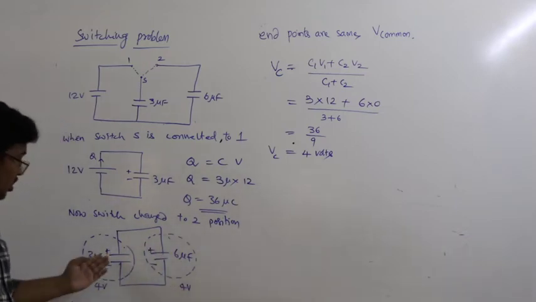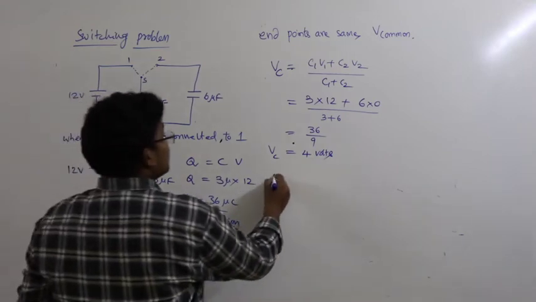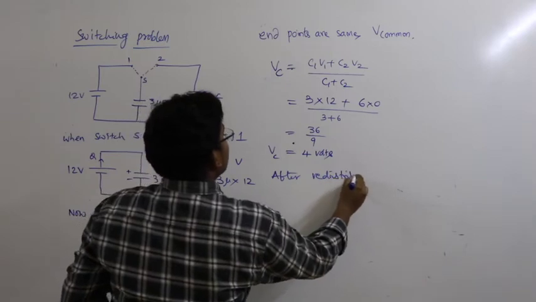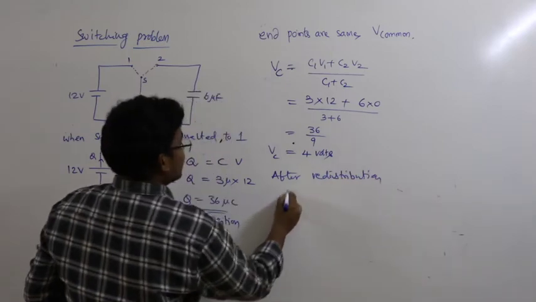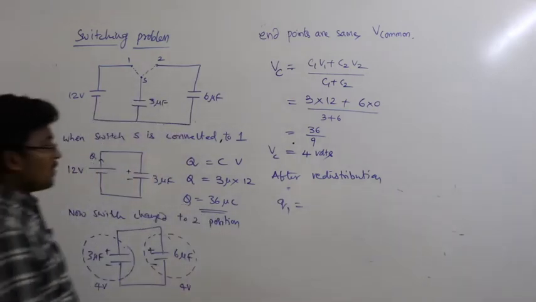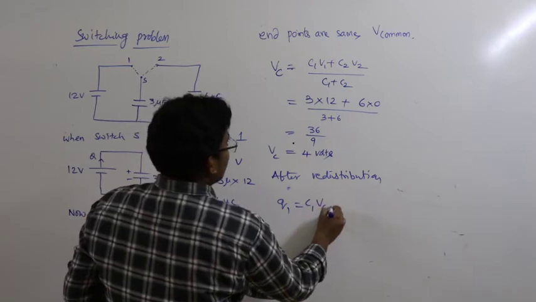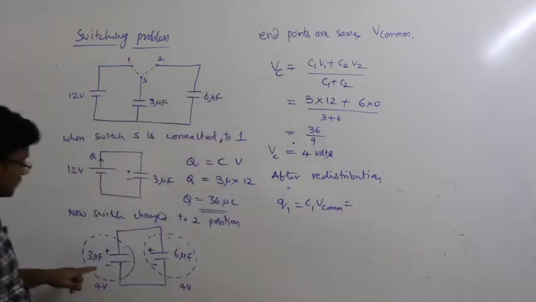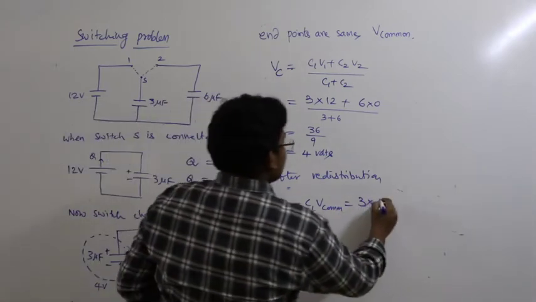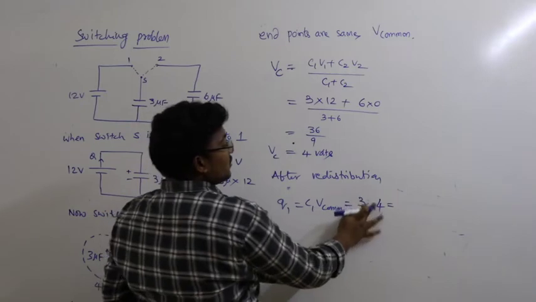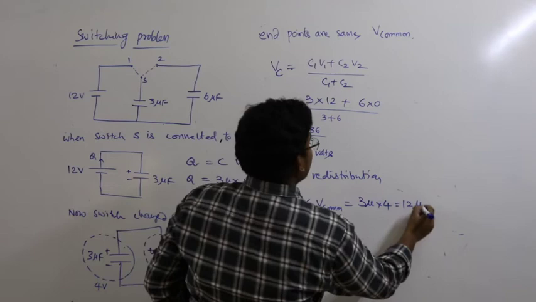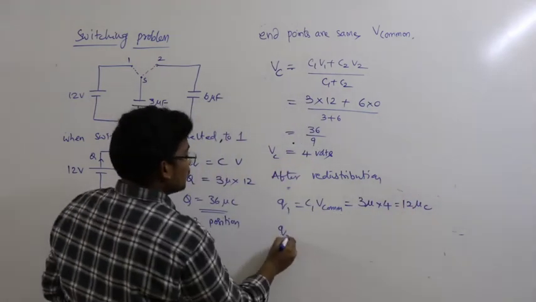Now can't you find the charges after redistribution? After redistribution, the charge on the first one, small q1, I will write. So q1 is equal to, formula is CV, so C1 into V common. What is the capacitance? 3. And what is the common voltage? We got 4, so this is 3 micro into 4, it will be 12 microcoulombs. And what is q2?